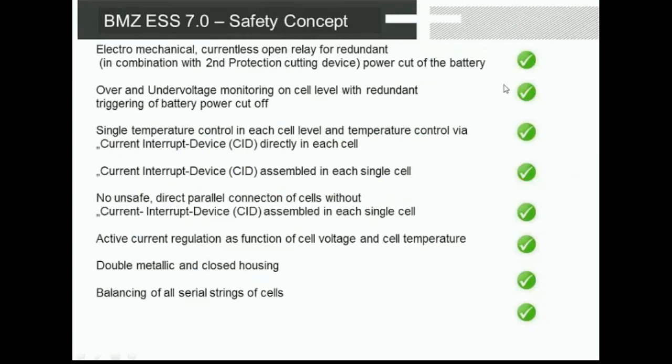Oh no, more safety concept. Yes, we talked about all of that. Every battery has a CID. We do have over and under voltage monitoring. We do have an electric, mechanical, currentless open relay for redundant power cut of the battery in combination with a secondary protection cutting device. We do have a double metal closed housing, balancing of all serial strings of cells. Active current regulation is a function of cell voltage and cell temperature. Yes, we do have all of that, and it's very good. It's a smart battery, and it's a very safe battery.